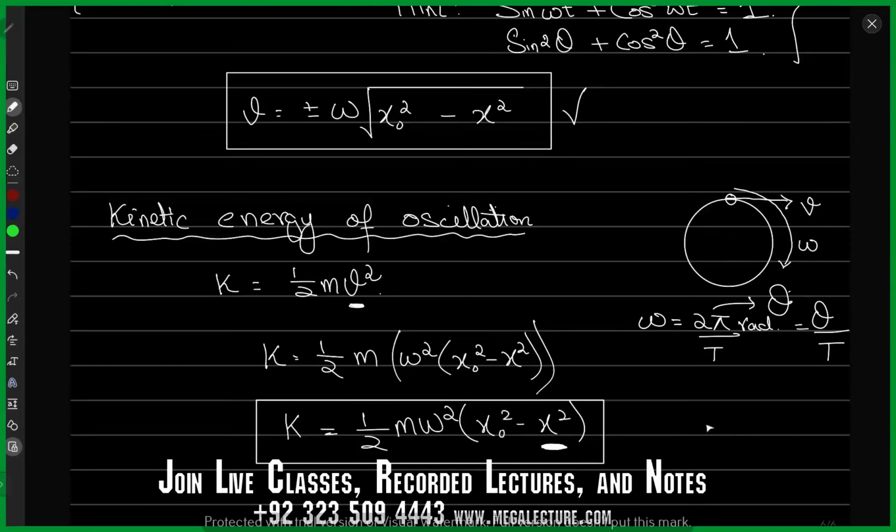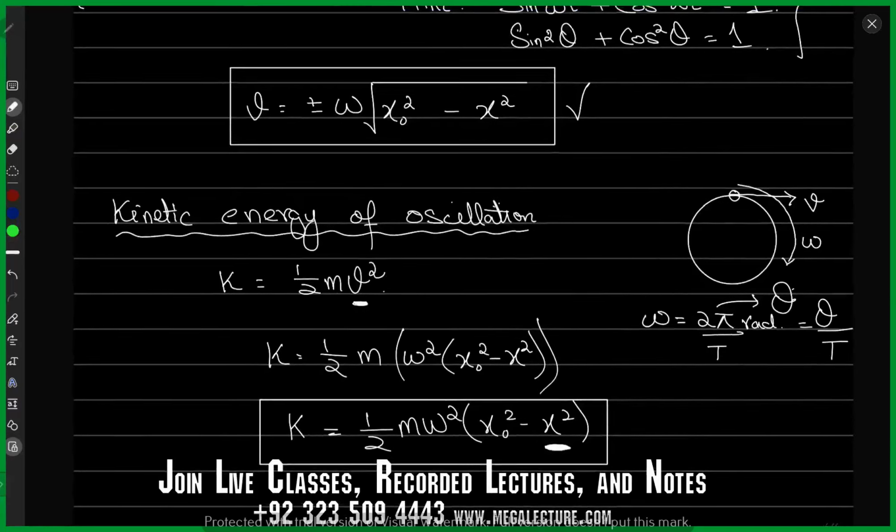Now in our oscillations, if something is oscillating, and we have not talked about damping as yet, as in the oscillations start decreasing, we will after this. So omega will always be a constant as long as there is no damping in the oscillation.